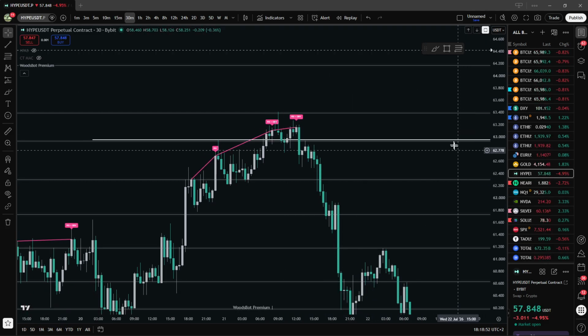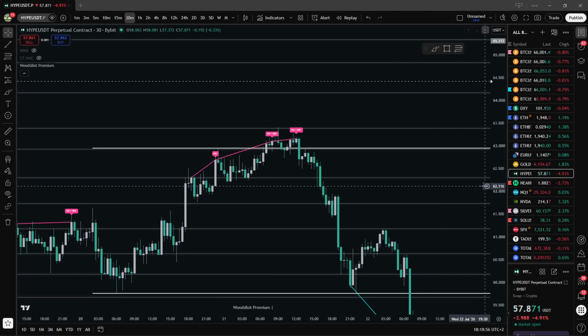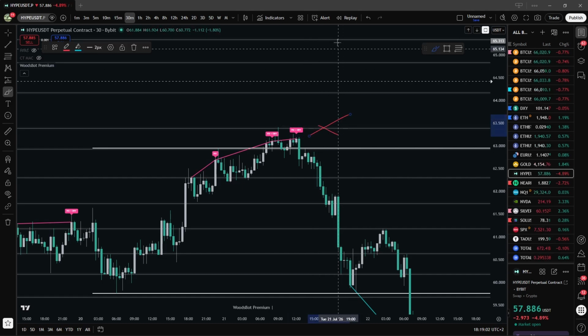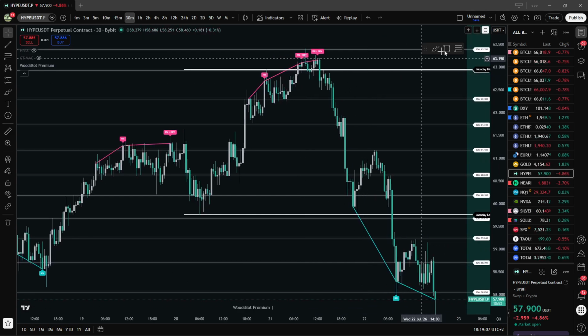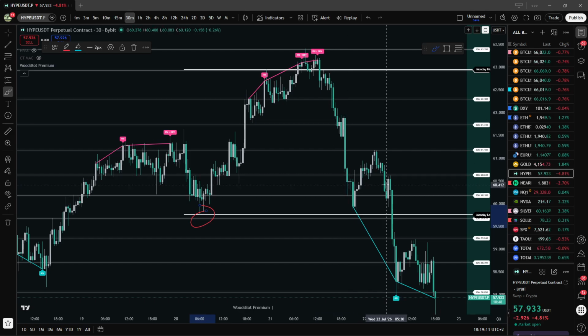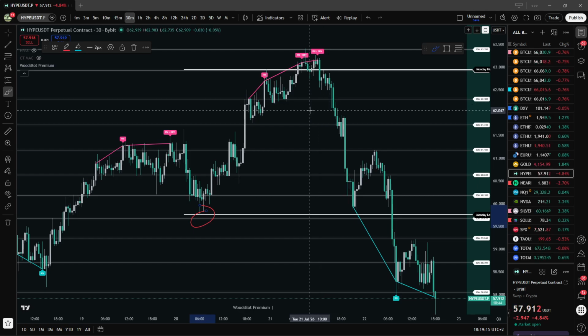You want to see price action coming into the Monday range high, and then it sweeps the Monday range high with bearish divergence coming into a Woodsbot level right here, and it completely fully retraces this pump, right, and goes for the Monday range low. This is a picture perfect example for the Monday range trading.